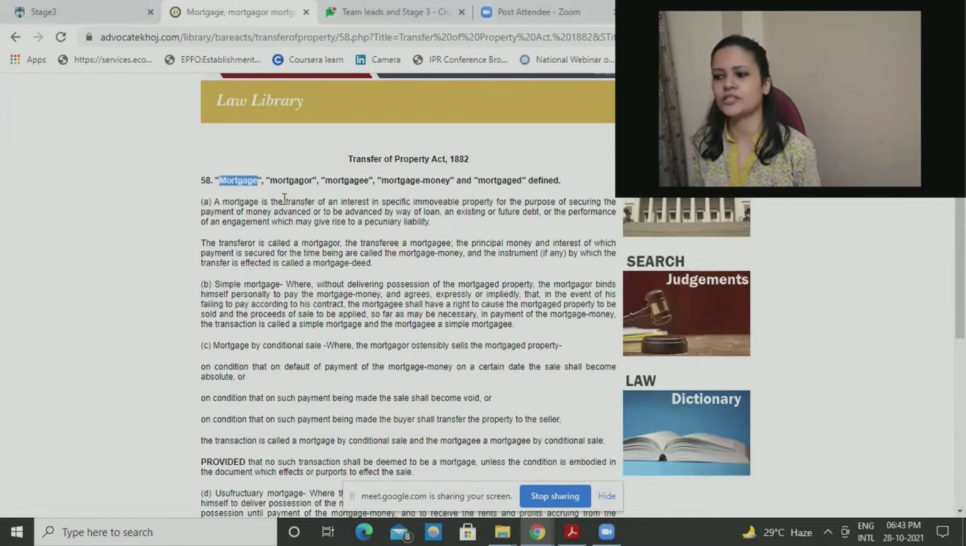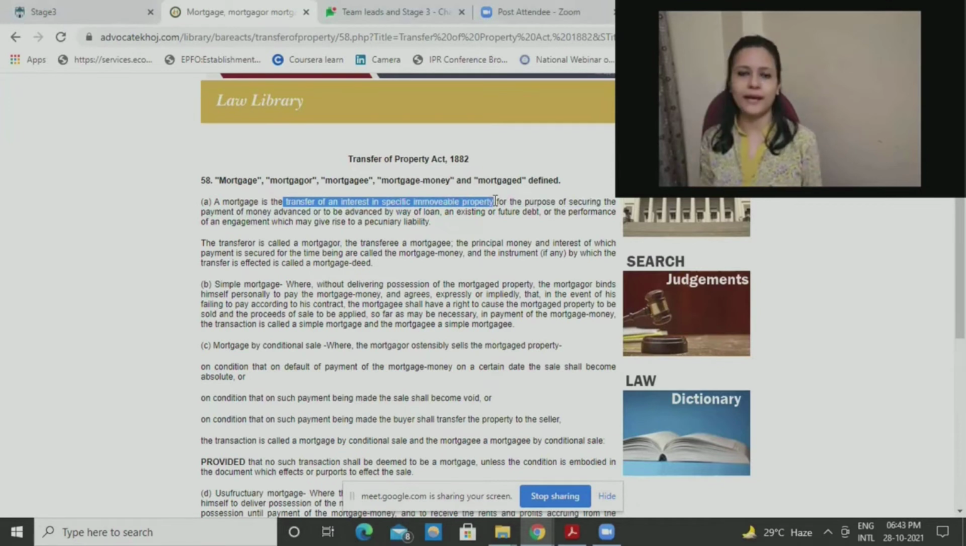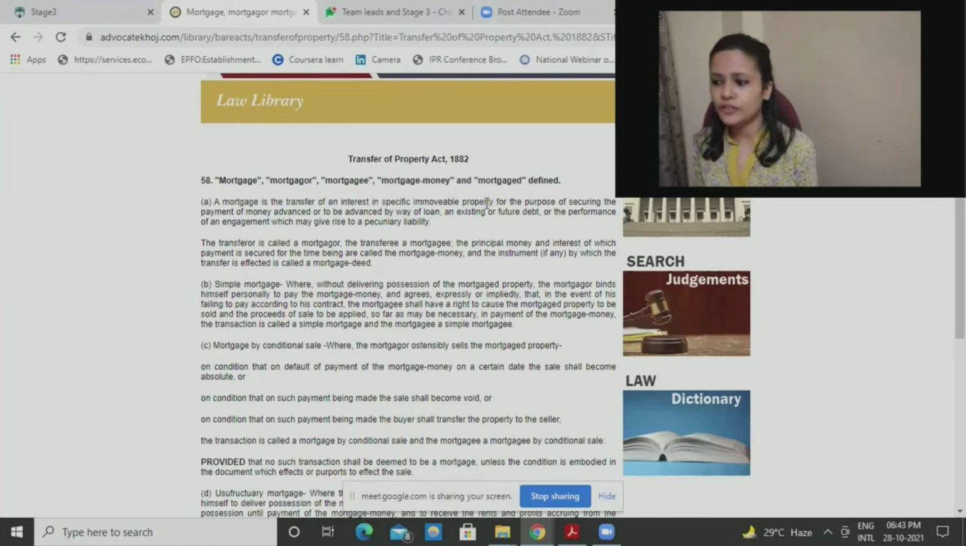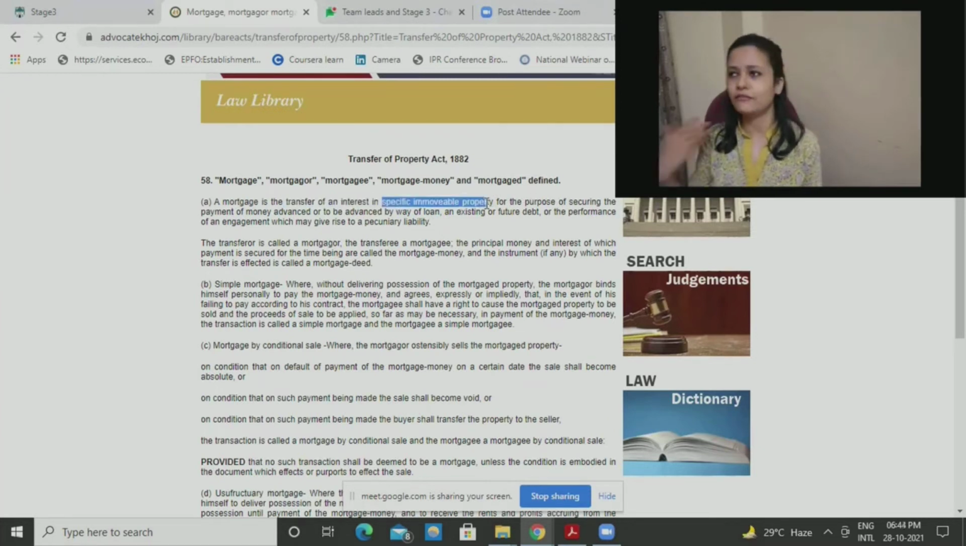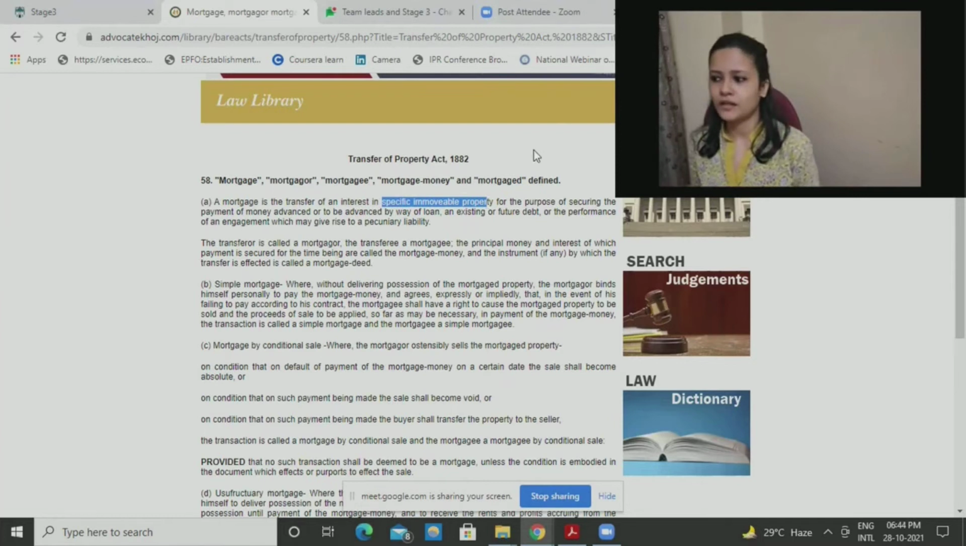So what is mortgage? It is a transfer of an interest in specific immovable property. Now, a person might be having 2-3 immovable properties. It's very important that he specifies that for this immovable property only I'm transferring interest, not for all the other properties which I have. Or it might be that in this entire 3-story building, only for 1 floor I'm giving it on mortgage. So it has to be some specific immovable property which the person will specify in the mortgage deed itself, so that it can be identified at a later stage in case the person needs to sell the property and recover the money.